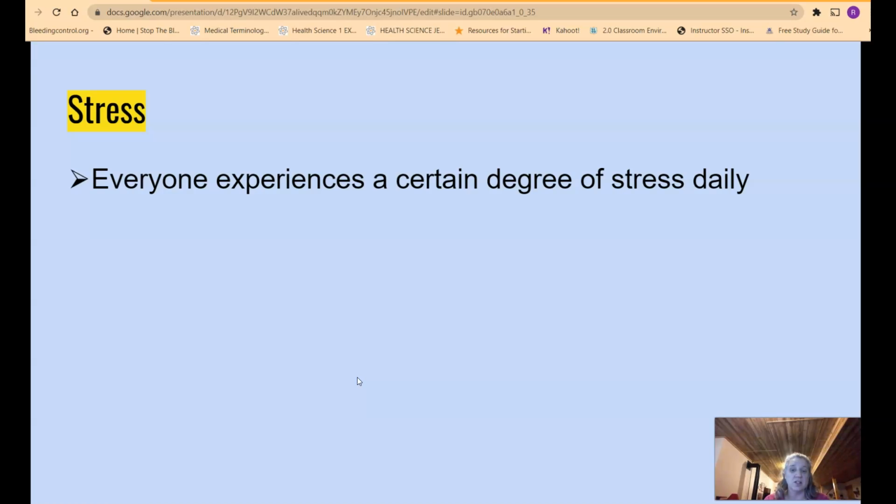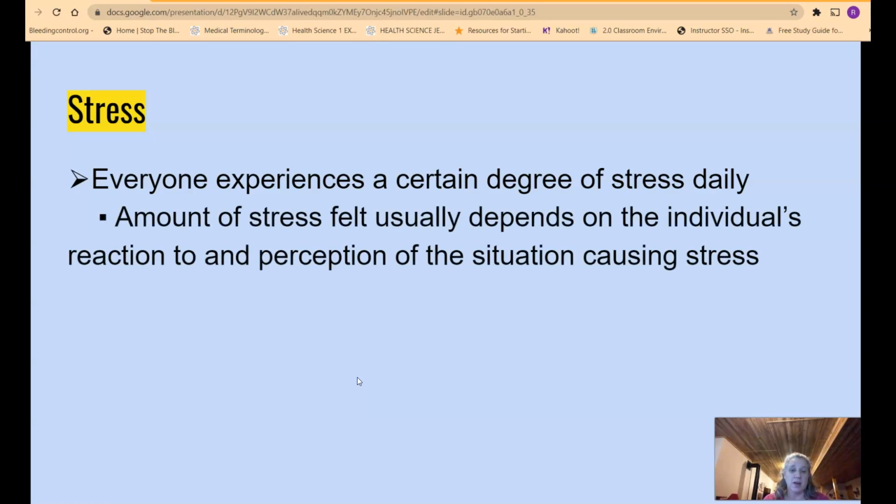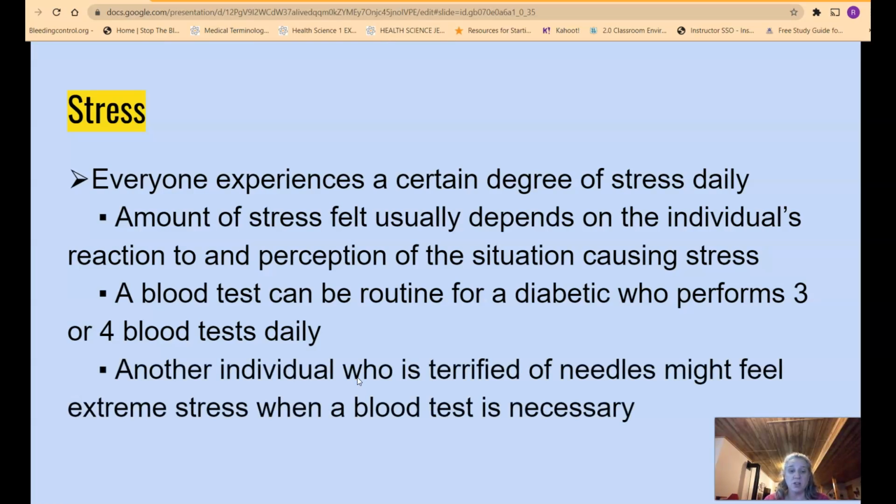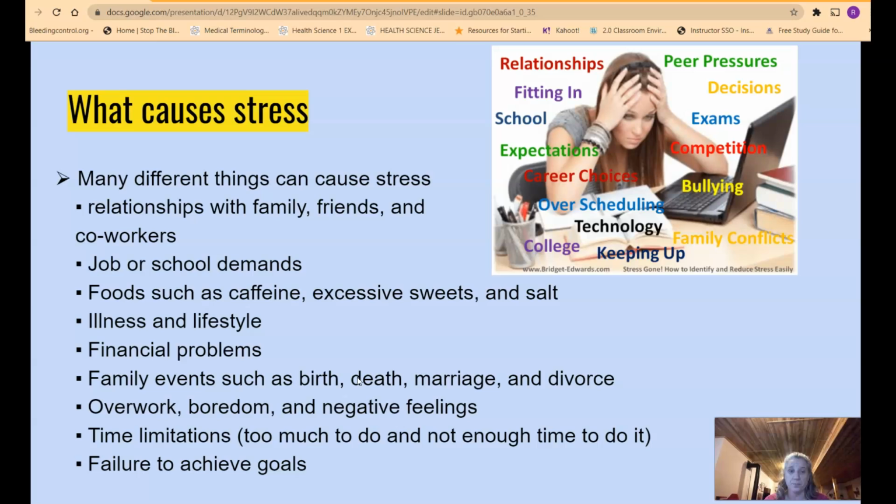Everyone experiences a certain degree of stress daily. The amount of stress felt usually depends on the individual's reaction to and perception of the situation causing stress. A blood test can be routine for a diabetic who performs 3 or 4 blood tests daily, so they do not consider it to be stressful. Whereas another individual who is terrified of needles might feel extreme stress when a blood test is necessary.